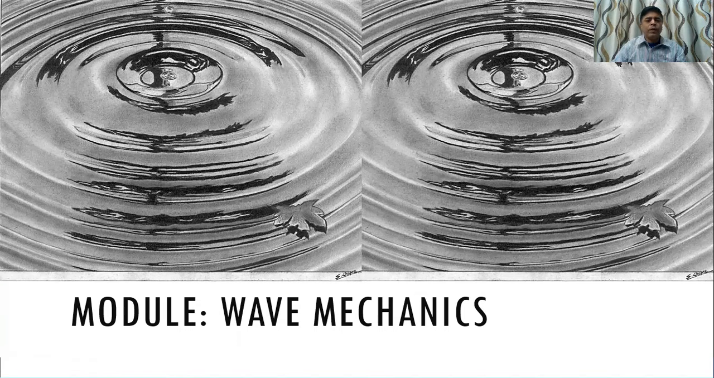Today we'll be learning what psi n and mod of psi n square look like. We'll be seeing their graphs and understanding what they indicate, and also we'll be finding the expectation values of position and momentum.